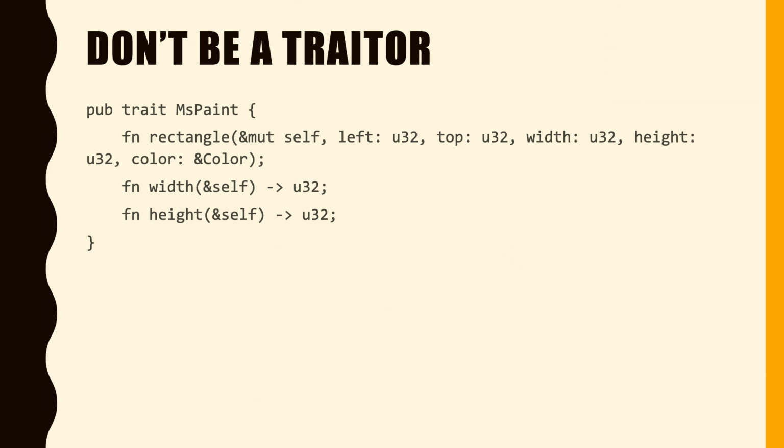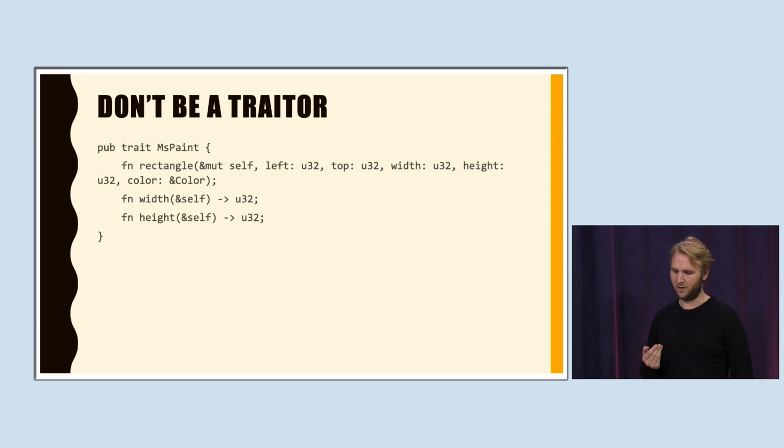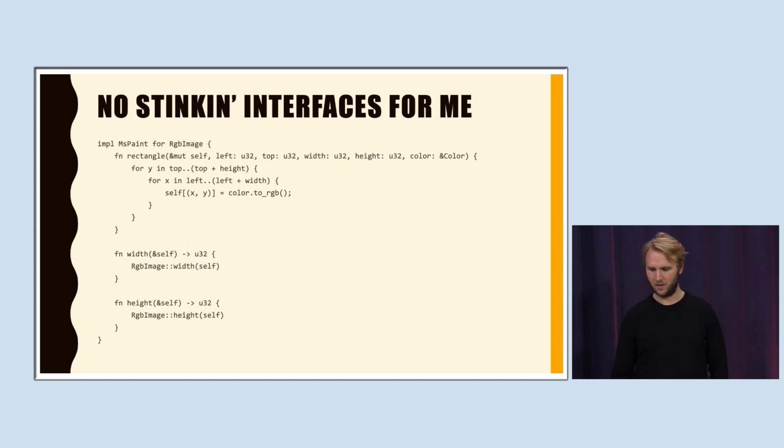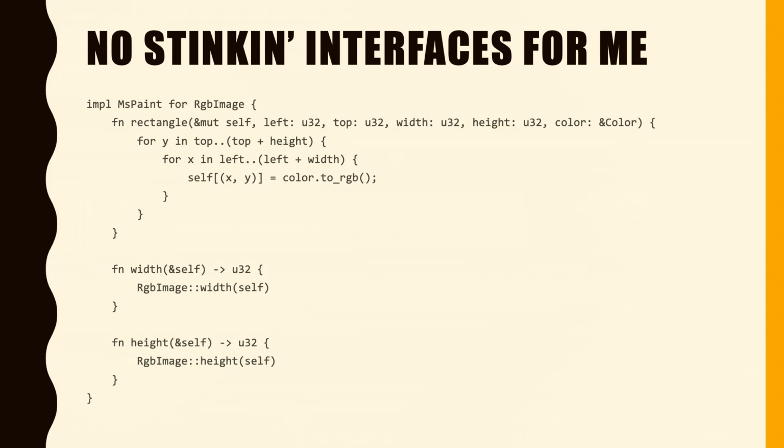For instance, say that we want to abstract the drawing library. We'll define a new trait, MS Paint, which defines a way of retrieving the dimensions of the image buffer, as well as a way of drawing a rectangle. And we can now implement that trait over an RGB image type from our image library. That's something you can't do with OOP-style interfaces. You can't define and implement your own interface on somebody else's type. Well, maybe in Golang.